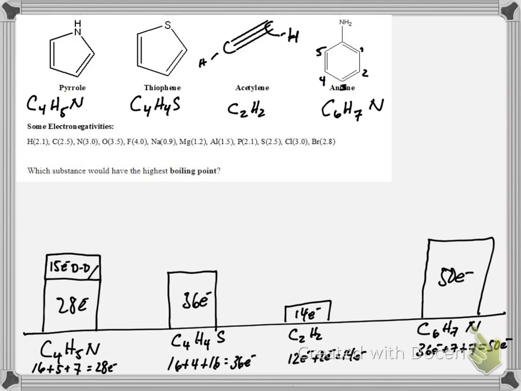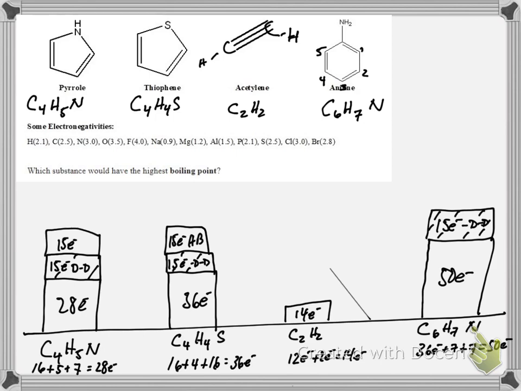So we do that first for dipole-dipole. C4H5N is polar. Thiophene is not very polar, but just for the benefit of the doubt, we'll put 15 electrons there. C2H2 is not polar, but aniline is polar, 15 electrons. Now we look for hydrogen bonding contributions. Thiophene does not have hydrogen bonding contributions. But pyrrole does.